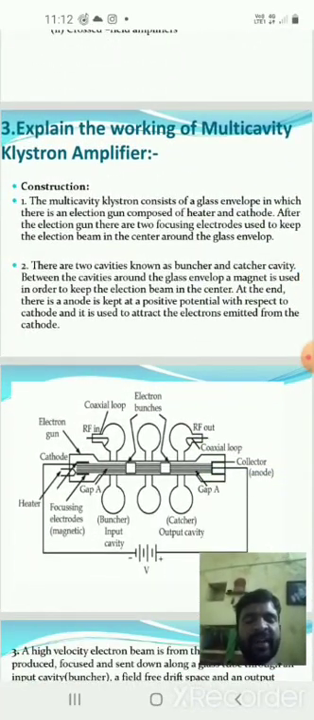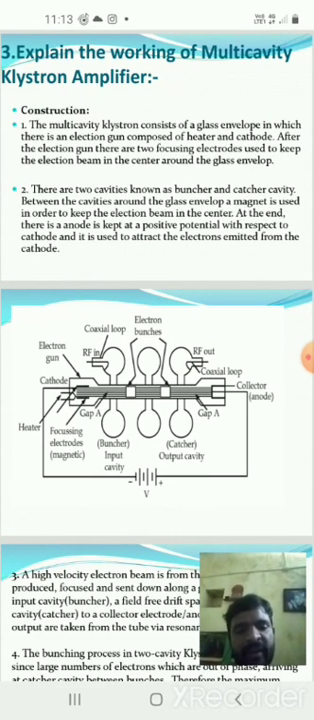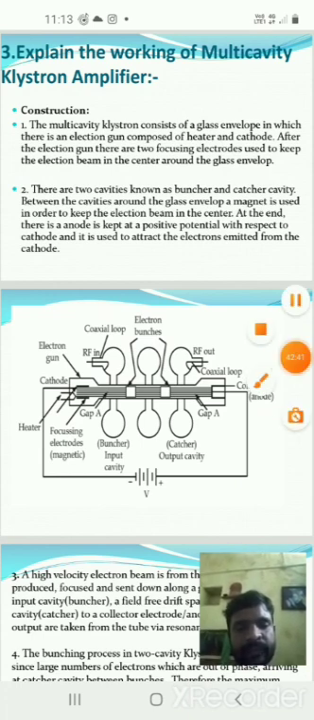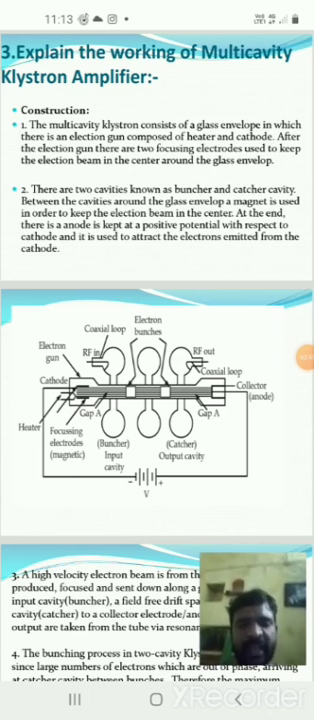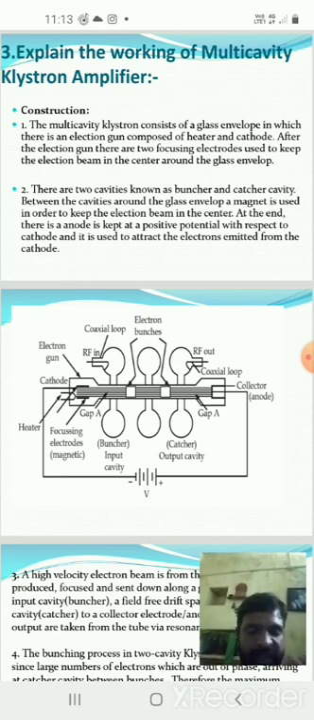Next, explain the working of the multi-cavity klystron. Here we show the diagram of the multi-cavity klystron, its construction and working. On the left side is the cathode, which contains the electron gun and heater, and on the right end is the collector, which is the anode. The anode is at a very high potential compared to the cathode.